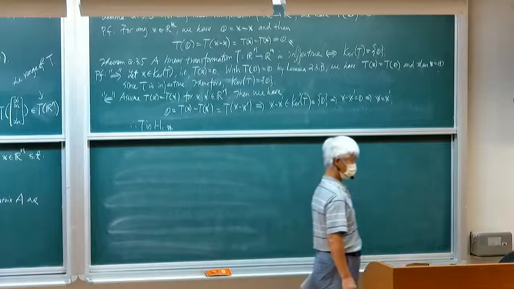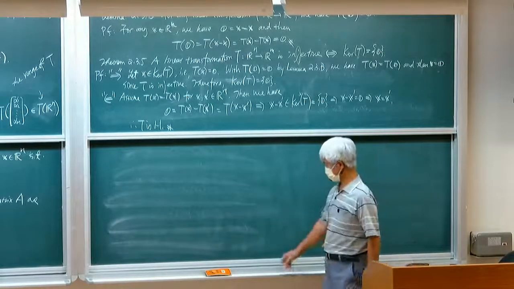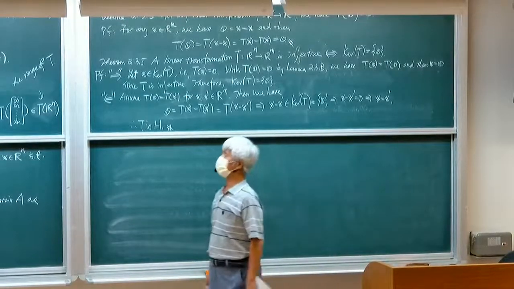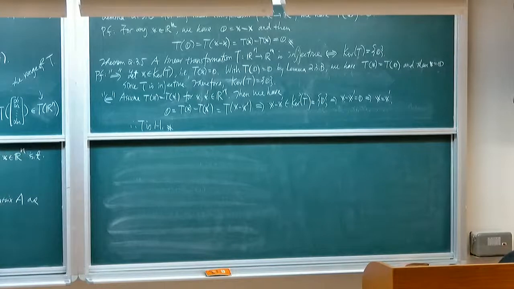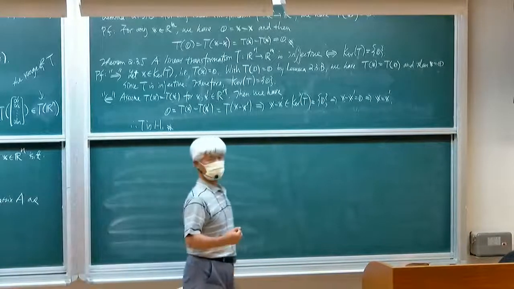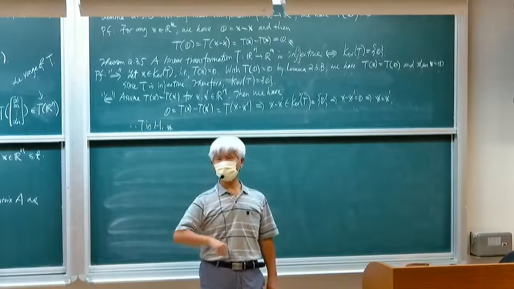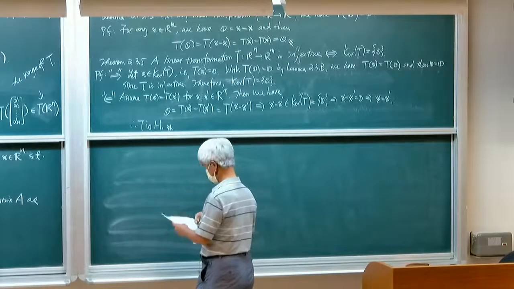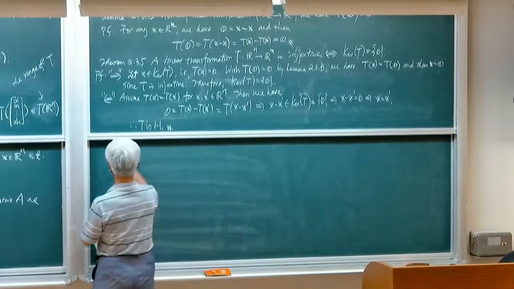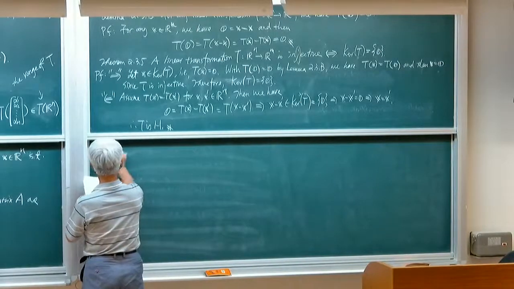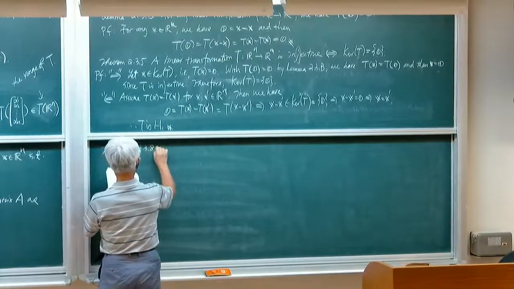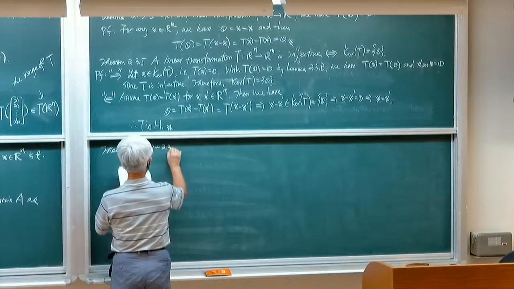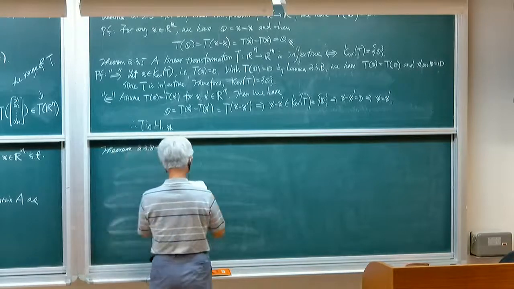Okay, now the last concept is about the composition of two functions. So now we want to characterize the composition of two linear transformations. It's a combination of two theorems in the textbook.